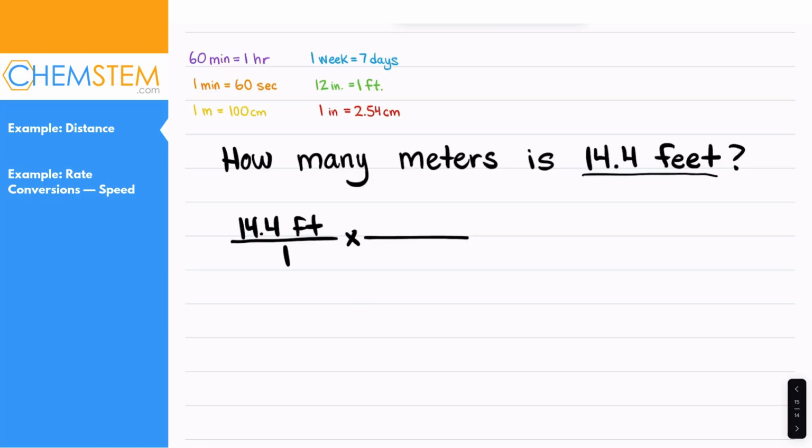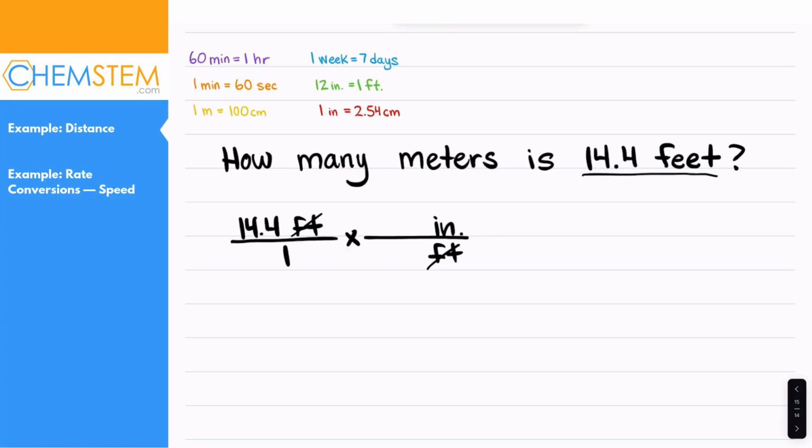So we got 14.4 feet over 1. I'm going to put feet in the denominator so that it'll cancel out. And then you ask yourself what makes sense, just based on what we have here, to go to. I'm not going to go straight from feet to meters because I don't know that conversion factor. But I do have a conversion factor for feet to inches available to me. And I will use that.